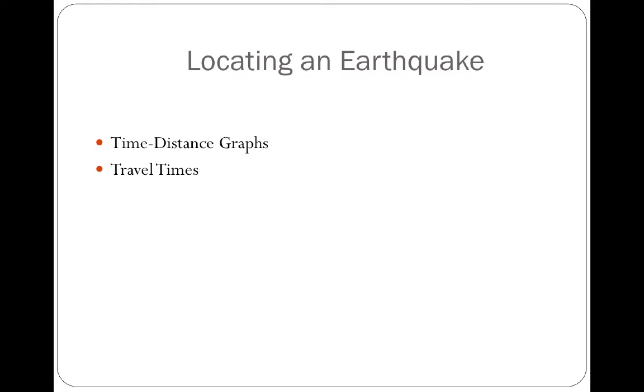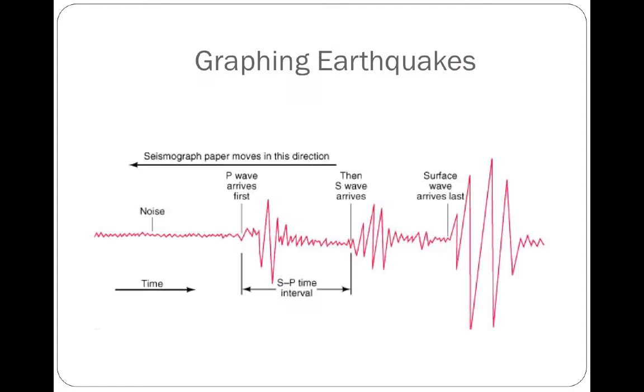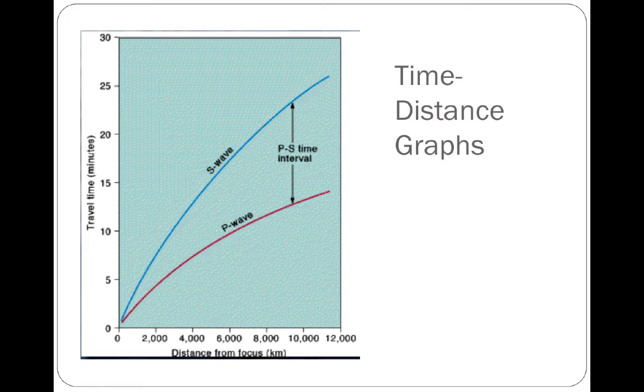When we locate an earthquake, we need time-distance graphs and we need travel times. And so if we're looking at that, we see from when the P wave first arrives to when the S wave arrives, that's our interval of time. We plot that interval of time onto a time distance graph. And so using that point of intersection, we know exactly how far away that particular seismograph was from the epicenter.